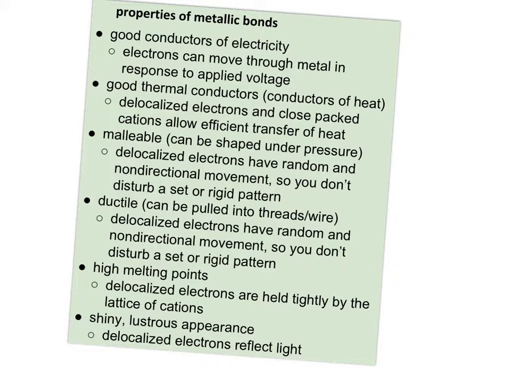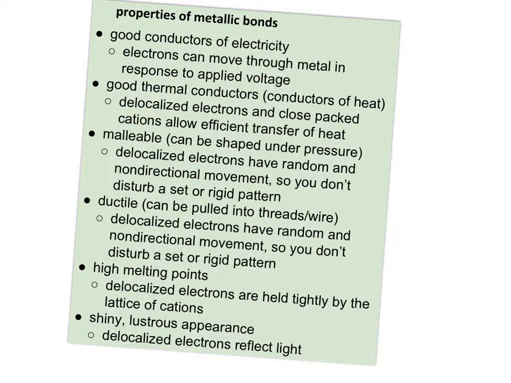So what are the properties of metallic bonds? Well, all the metallic properties can be explained by this freedom of movement among the electrons. So for example, metals are good conductors of electricity. That's because the electrons can move through the metal in response to an applied voltage. So if you hook up a power source, you can get those electrons moving, and that's electricity. They're also good thermal conductors, or conductors of heat, because the delocalized electrons are closely packed to each other along with the cations, so that allows for efficient transfer of heat.